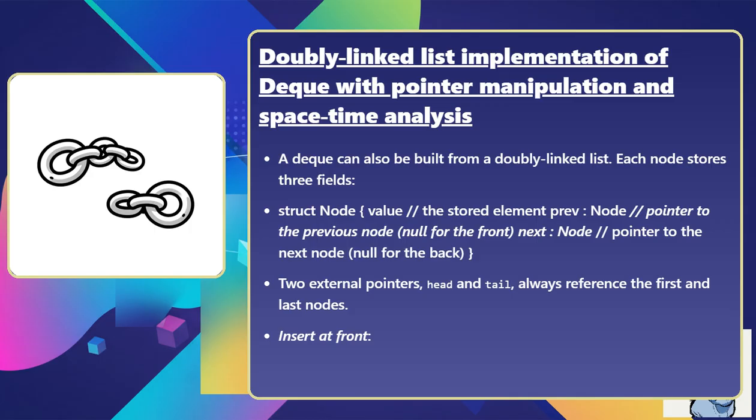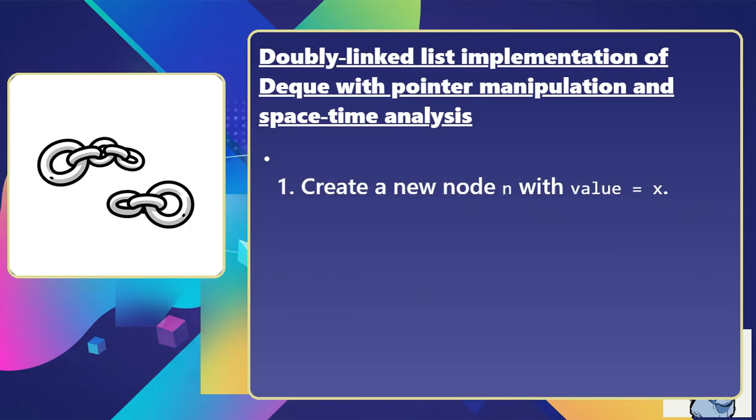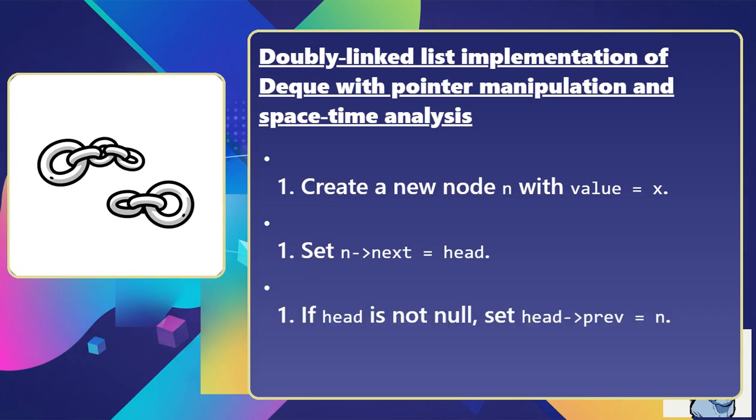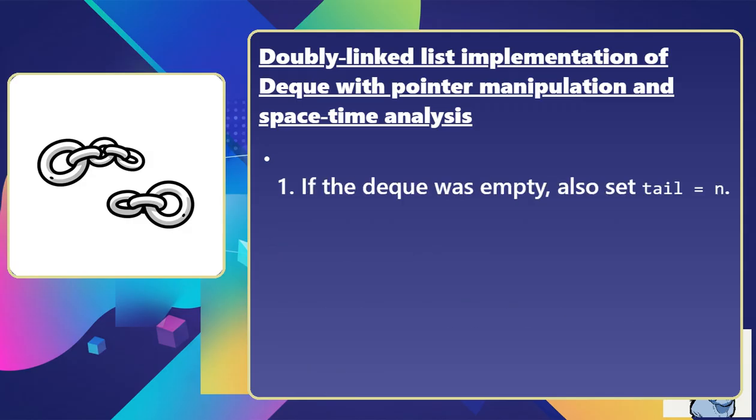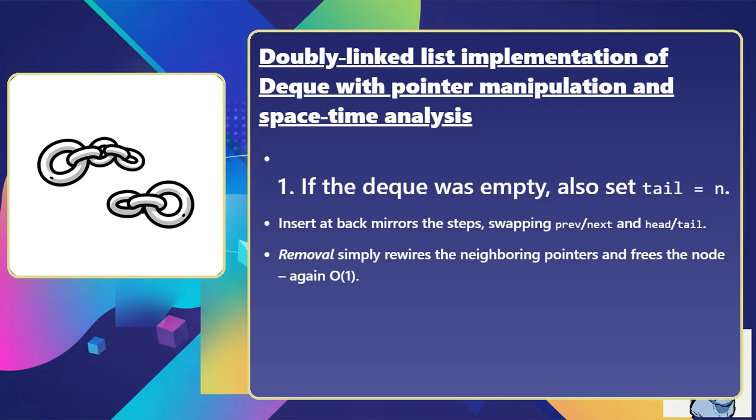Insert at front: create a new node n with value equals x. Set n.next equals head. If head is not null, set head.prev equals n. Update head equals n. If the deque was empty, also set tail equals n. Insert at back mirrors the steps, swapping prev and next, and head and tail. Removal simply rewires the neighboring pointers and frees the node.